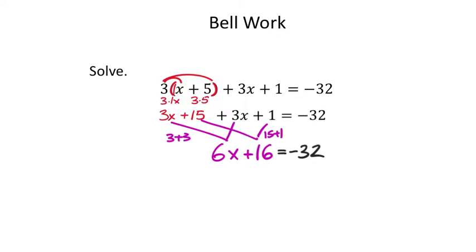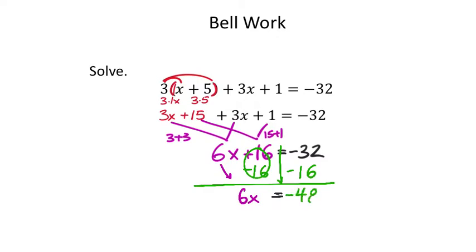So now we go into principles of equality. So I'm going to start by zeroing out that plus 16. So I'm going to subtract 16 from both sides. This allows me to drop the 6x, which then equals 16 minus 16, by the way, that's 0. But negative 32 minus 16 would be negative 48.